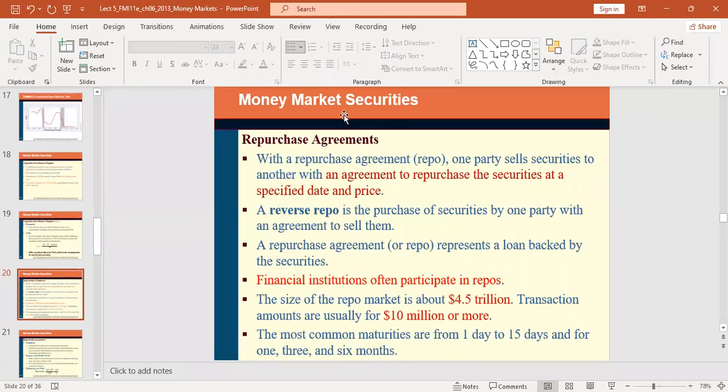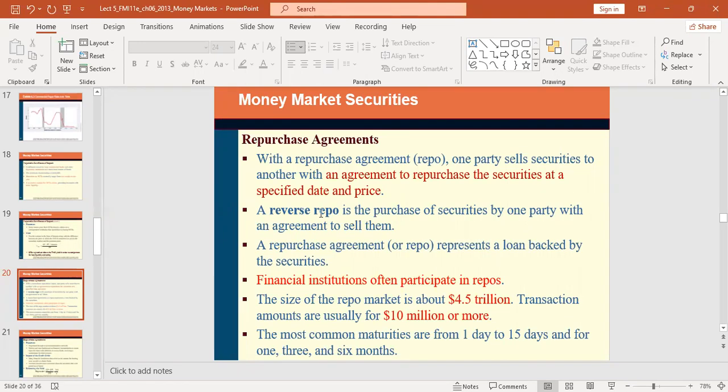Another type of money market security is called a repurchase agreement. In a repurchase agreement, one party sells securities to another with an agreement to repurchase the security at a specified date and price. So this repo is a guarantee that, okay, I sell to you, but I also give you an assurance that anytime you need the money, I will buy from you. That is how it works.